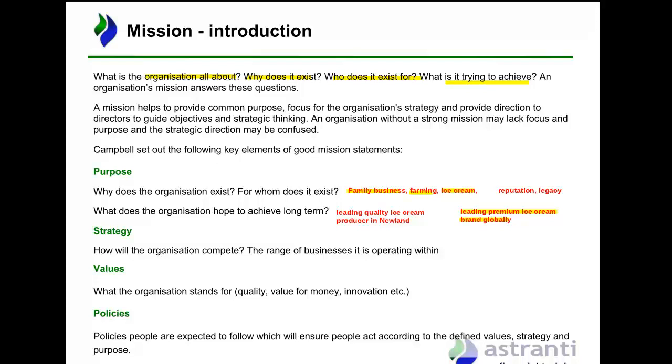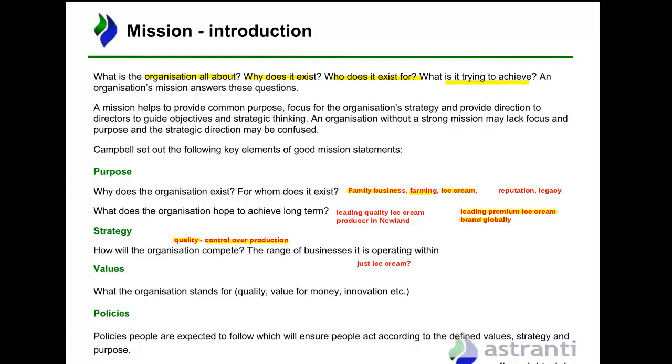So let's think about strategy then. How will the organisation compete and what are the range of businesses it is operating within? So primarily they're competing over quality. They've kind of cornered a place of the market out for themselves in which they're the top quality recognisable brand. And they're able to do that by having a lot of control over the production, the fact that they have their own farm and they have that ability there to control the quality of their ingredients.